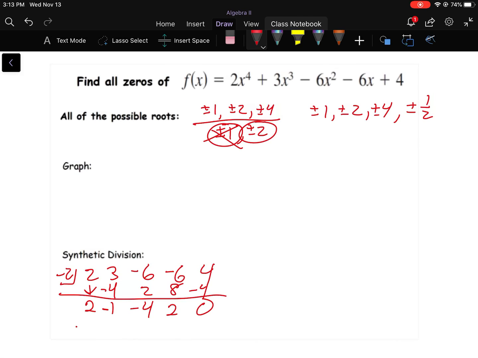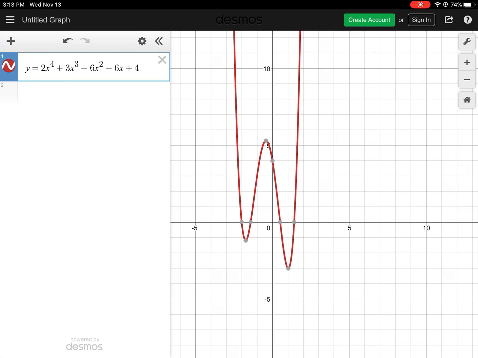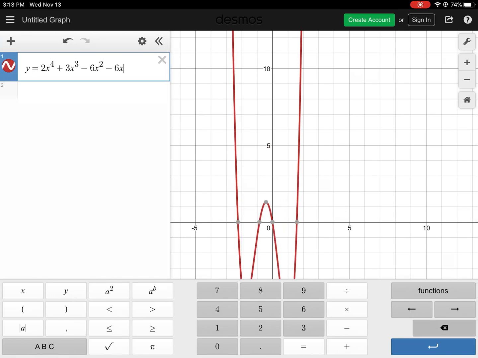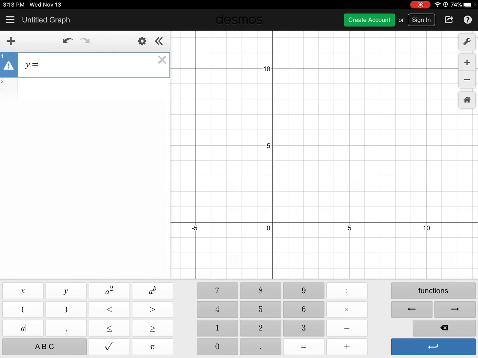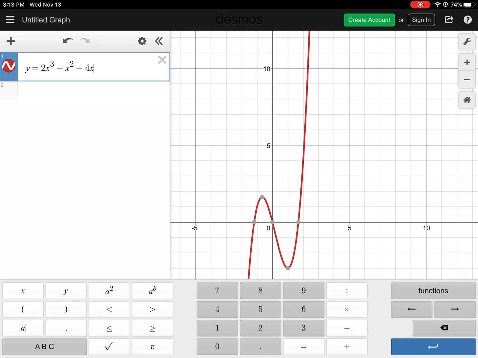Hey, and now I've got a cubic. 2x to the 3rd minus x to the 2nd minus 4x plus 2. So I'm going to go and I'm going to take and put that in to Desmos. So I'll pull up Desmos. I know I can split the screens, but guys, I'm not that good yet. So I'm just going to go through here, take out that original one, and I've got 2x to the 3rd minus x squared minus 4x plus 2. And I'm going to see where it crosses.